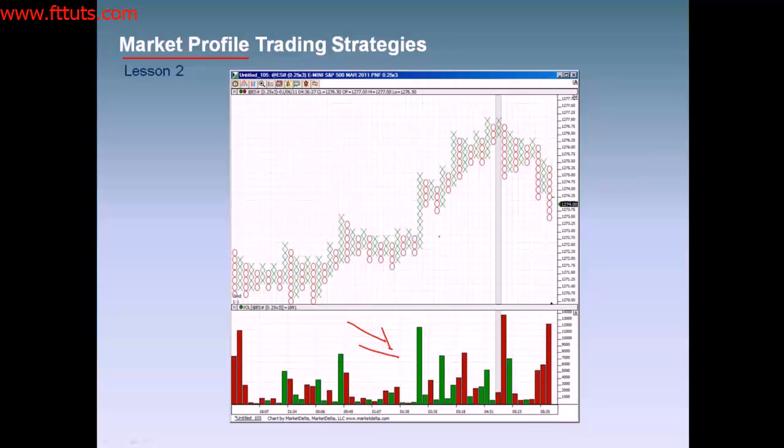I want you to be aware that they're out there, but more importantly, I am going to show you how the profile is different from some of these tools and how it adds to them and gives us an additional perspective or more information that we cannot extract from these types of charts.